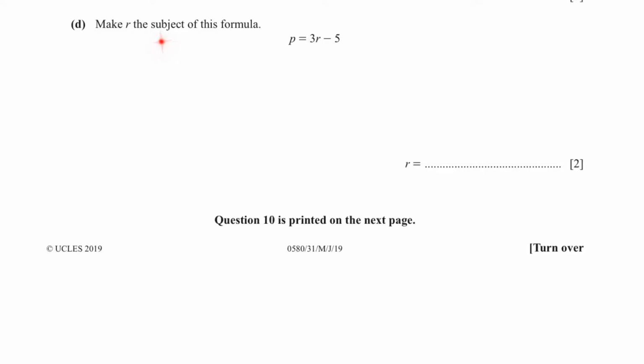In A, we have to make R the subject. So we will bring the negative 5 to the other side and the 3 to the other side. Making the subject means whatever they want us to make the subject has to be alone. The negative 5 will become positive 5. And then divide both the sides by 3. So you will get R is equal to P plus 5 over 3.